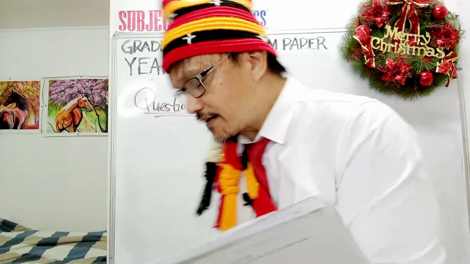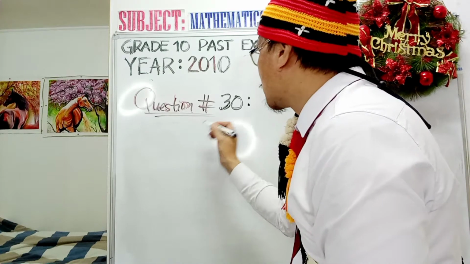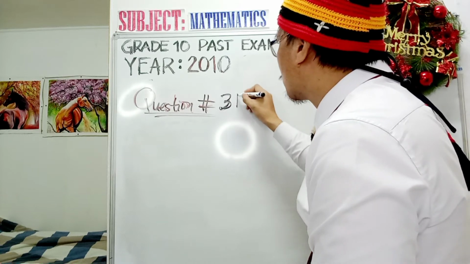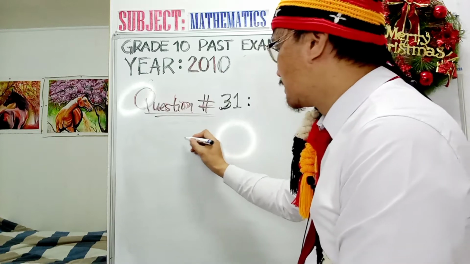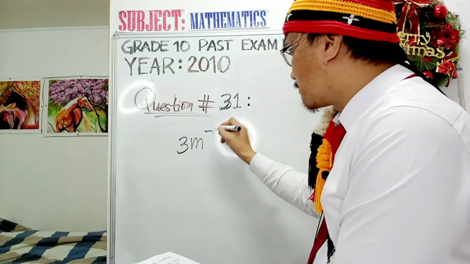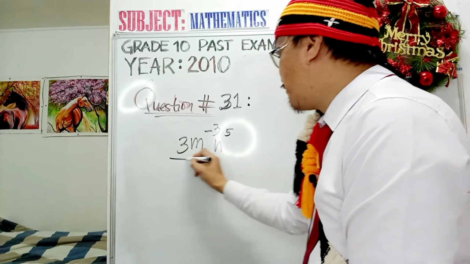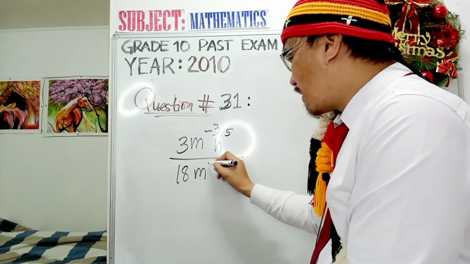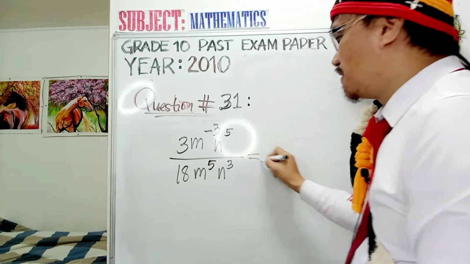Okay, so let's rewrite this given expression. This is question number 31, on the topic indices. And this is the expression: 3m to the power of negative 3, and then n to the power of 5, divided by 18m to the power of 5, and then n to the power of 3.